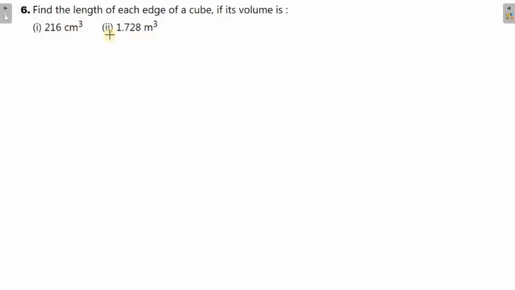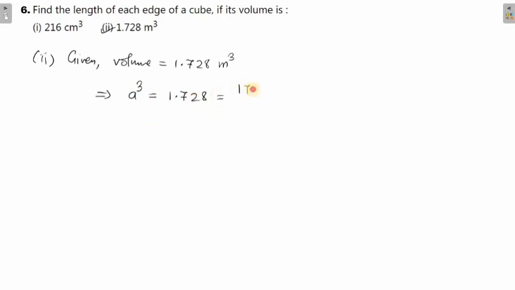So in the next question, I'll be taking only number 2. Find the length of each edge of a cube if its volume is this much. So in number 2, what is given to you is volume. Volume is given to be 1.728 meter cube. You have to find the length of each edge, isn't it? Now you know volume for a cube is a cube, isn't it? So a cube is given to be 1.728. Better convert this into a fraction.